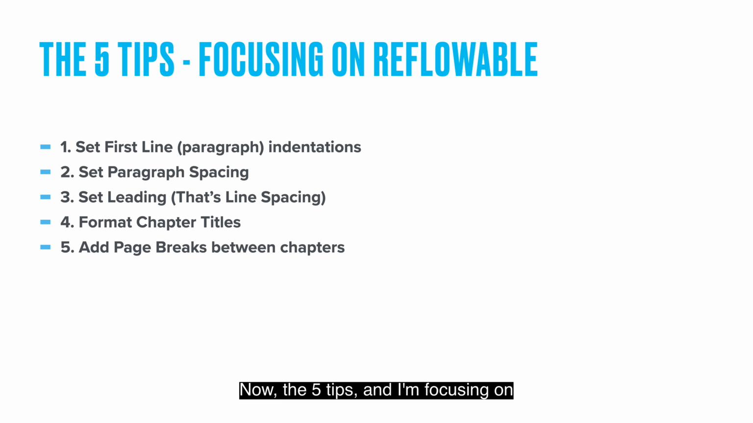Now the 5 tips, and I'm focusing on reflowable books here. This is what you normally use for an EPUB on Kindle. Tip 1 through to 5. 1. Set first line paragraph indentations. 2. Set paragraph spacing. 3. Set leading, that's line spacing. 4. Format chapter titles. And 5. Add page breaks between chapters.